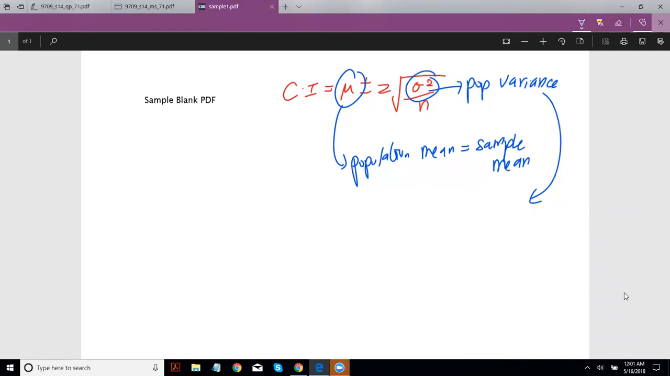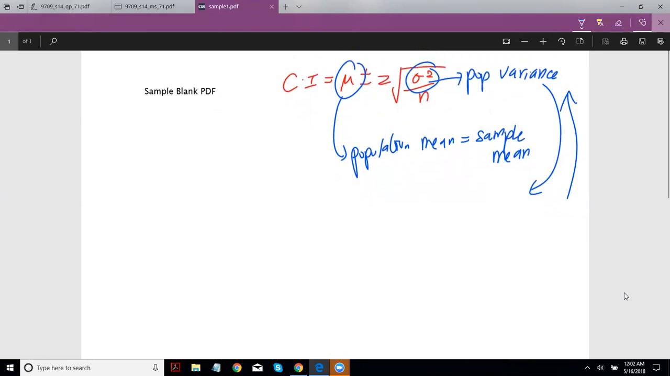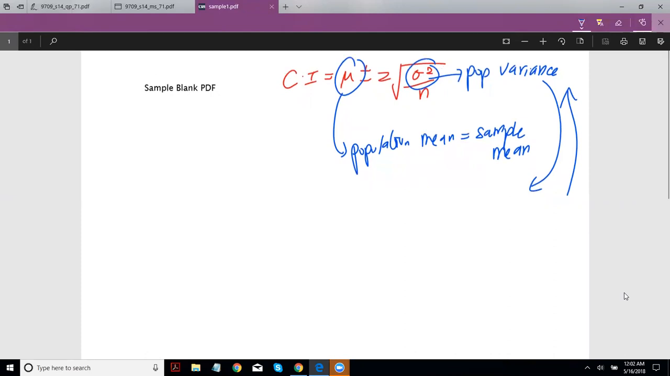In 9 out of 10 of these questions, they would have given you population variance. So a lot of people just memorize that method: when you have your variance, you just put it in the formula and you're good to go. But in a few of these questions, they give you sample variance, and you have to first convert it into population variance and then input it into this formula. A lot of people just put it directly and get the wrong answer.